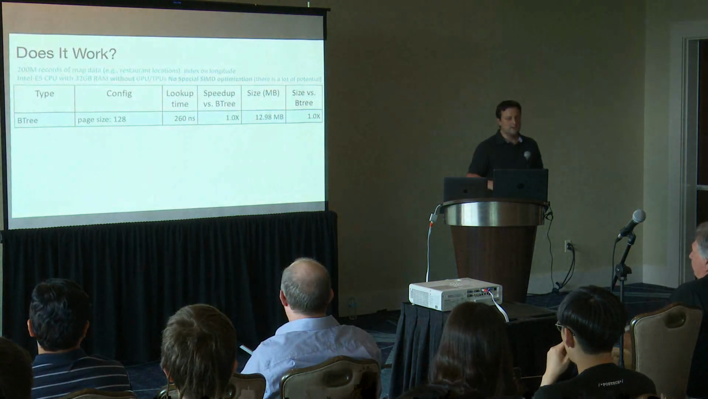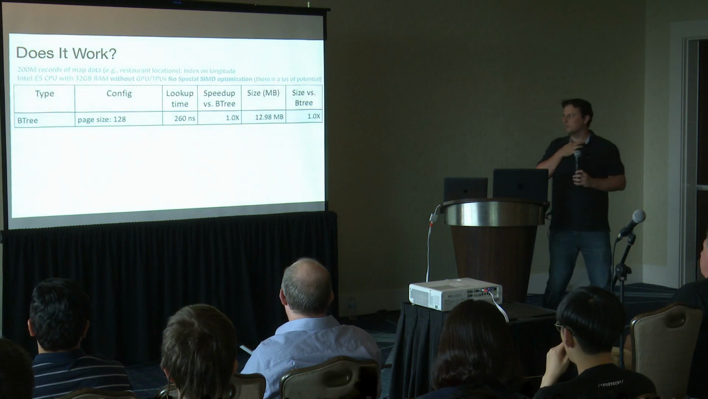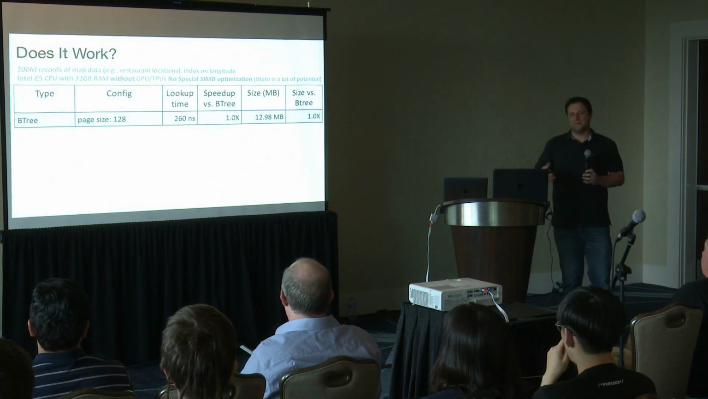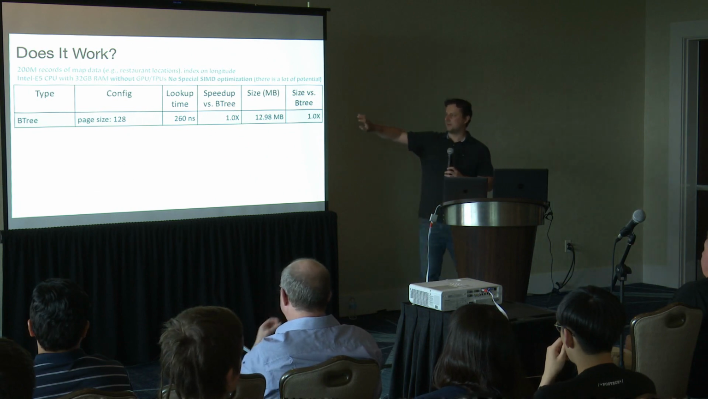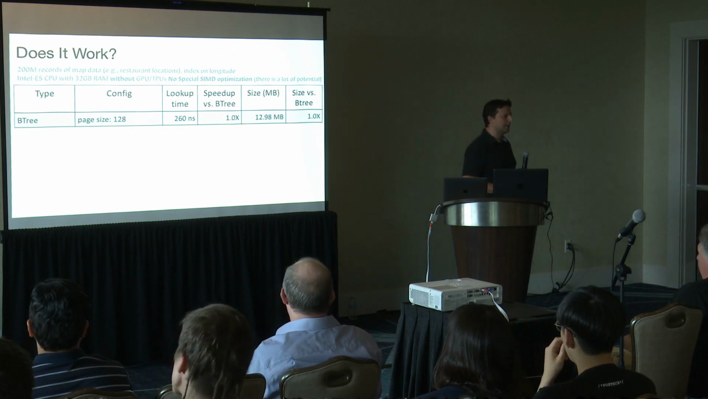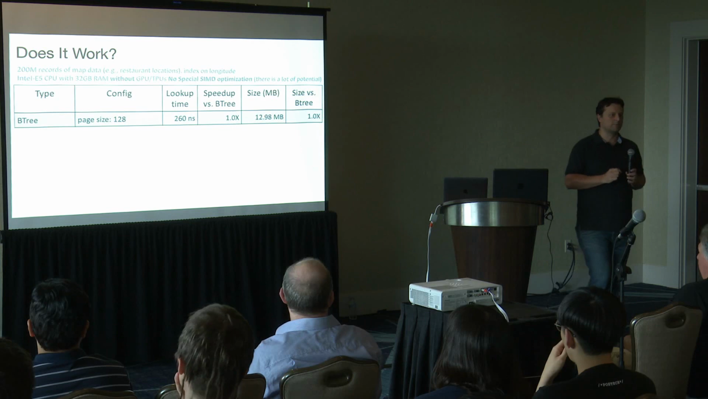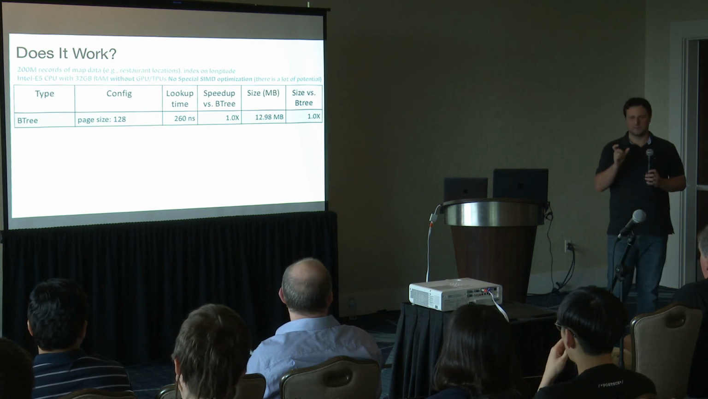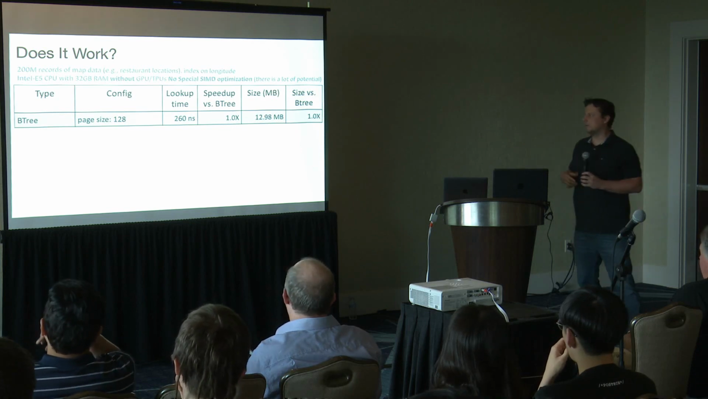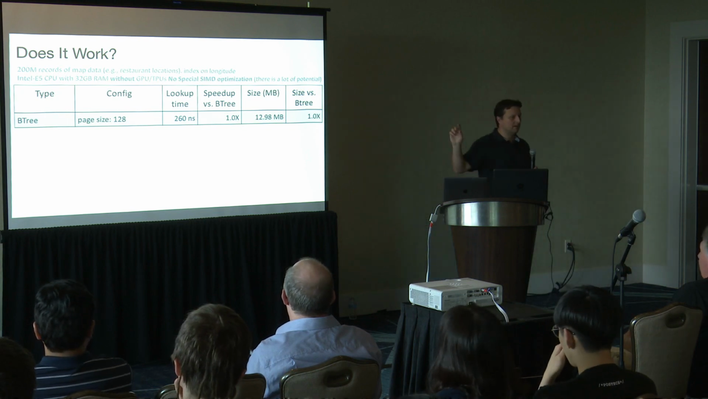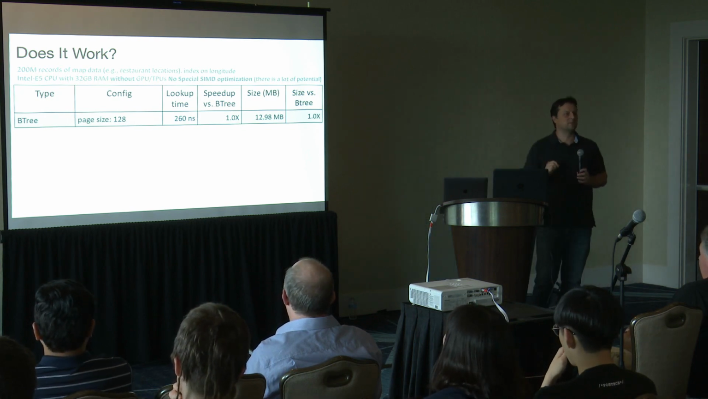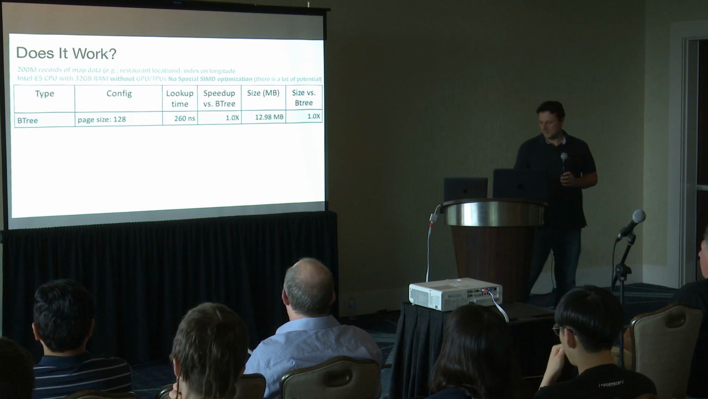So does it work? Here I'm showing results for 200 million records of map data. We have other data sets in the paper. As a comparison, I used the B-tree which we had before. It's a cache-optimized B-tree, dense, meaning there's no free space in the pages, in the different nodes of the tree. The lookup time is 260 nanoseconds at a size of 30 megabytes. We used this particular setting because it gave us the best performance.